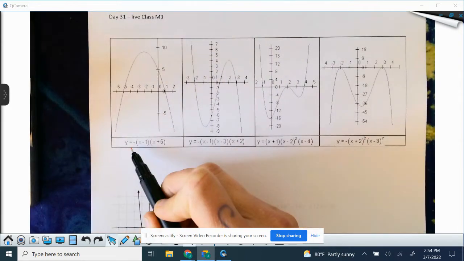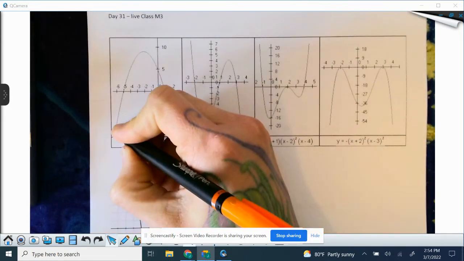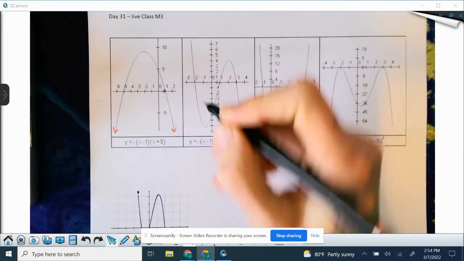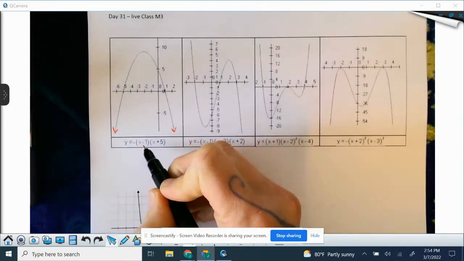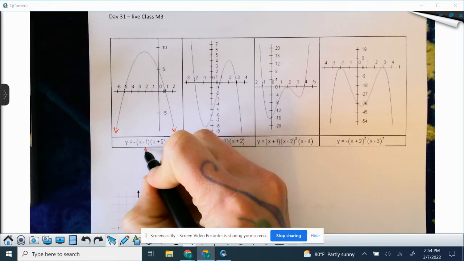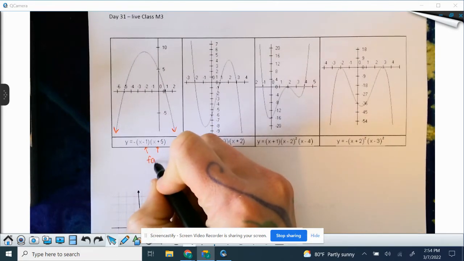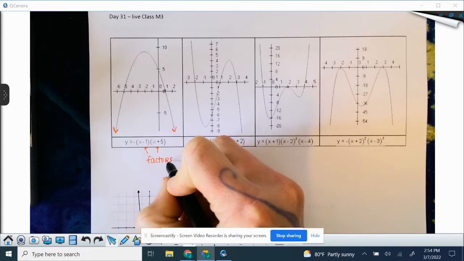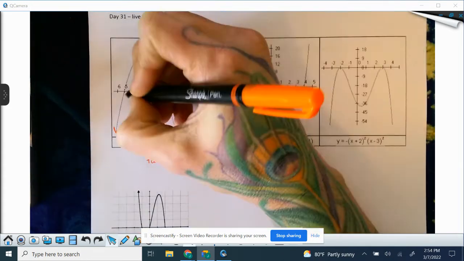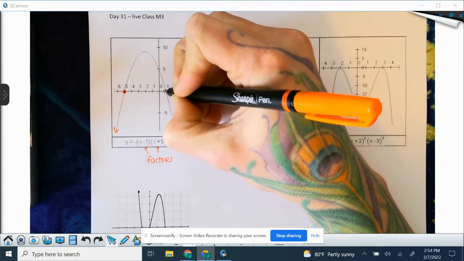So this one, we have a negative, which is why we know this is going down on both sides. This is back to your quadratic. (x + 5)(x - 1), so these are your factors. And that's where people started getting real confused on that last assignment, whereas your zeros are -5 and +1.